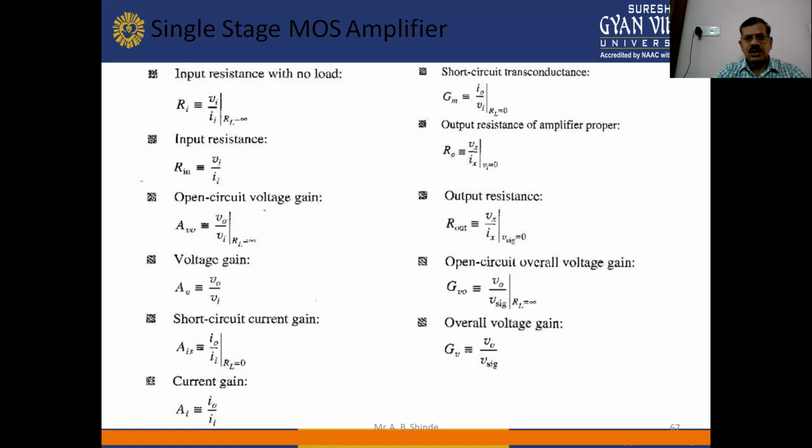Next, the short circuit transconductance, so Gm equals I naught upon Vi when RL equals 0, and the output resistance of the amplifier proper R naught equals Vx upon Ix. So these are the different parameters, and the overall voltage gain Gv equals V naught upon V signal.